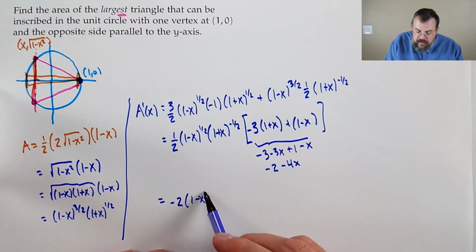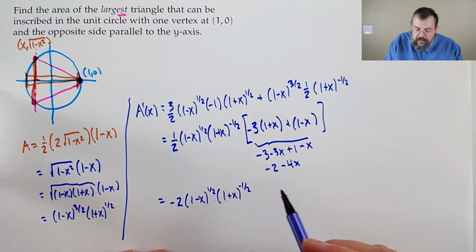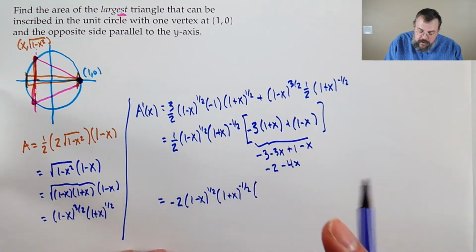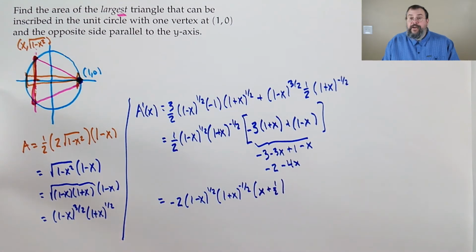1 minus x to the 1/2, 1 plus x to the minus 1/2. And because we pull out a minus 4, we'd be left with x plus 1/2. Okay, so we really have 3 candidates.